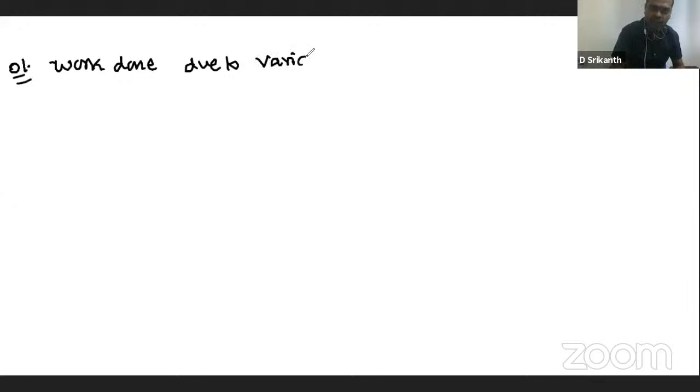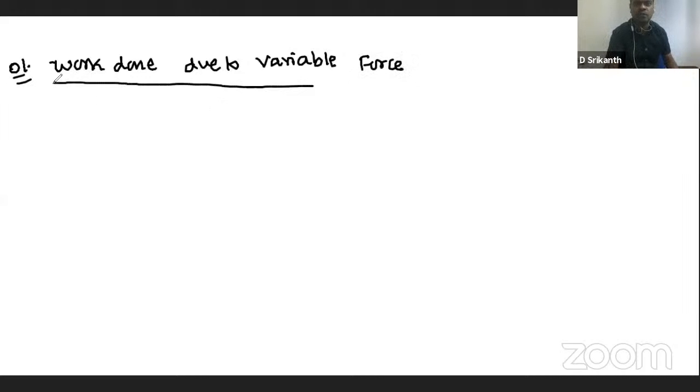Here we are having the different types of work. Number one, work done due to variable force. Work done due to weight. Work done due to applied force. Work done due to frictional force. And work done due to center of gravity or center of mass.